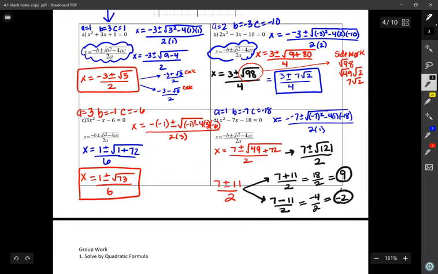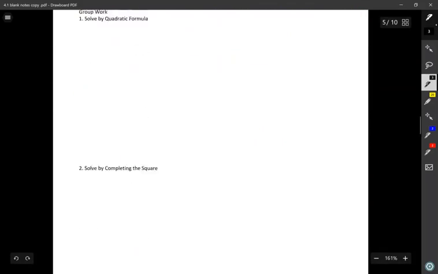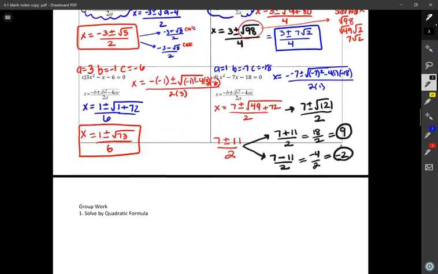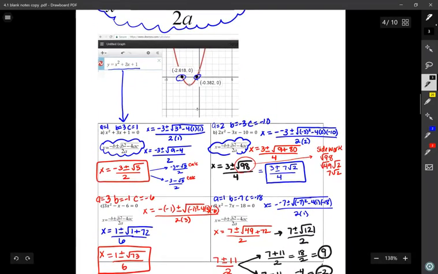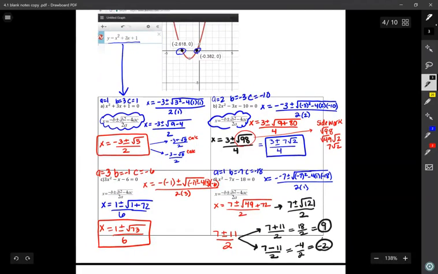Let's see, I lost my screen. Okay, these ones we're going to go ahead and do in class next time. So this is it for your notes for section 4.1. And that's it. Thank you.